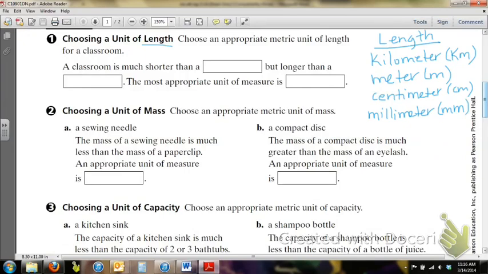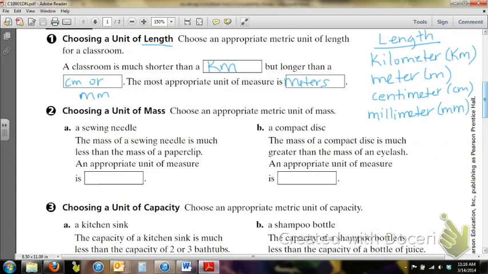So we're going to choose a unit for length. A classroom is much shorter than a kilometer, but it's longer than a centimeter or a millimeter. The most appropriate unit of measure would be to use meters.